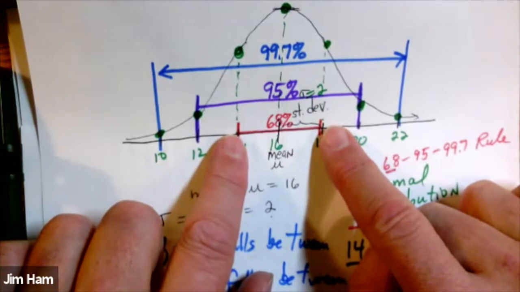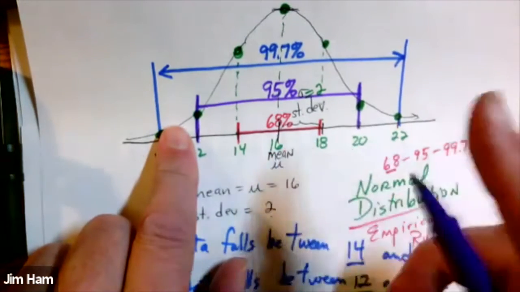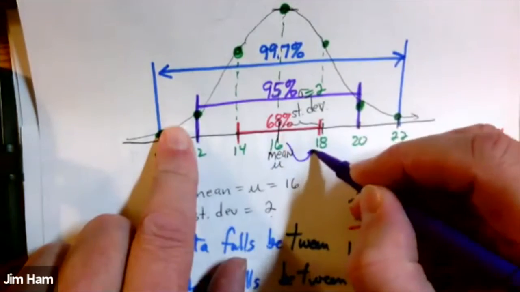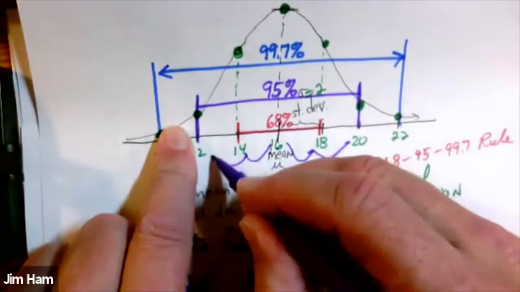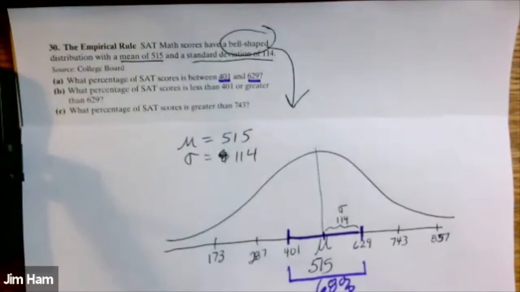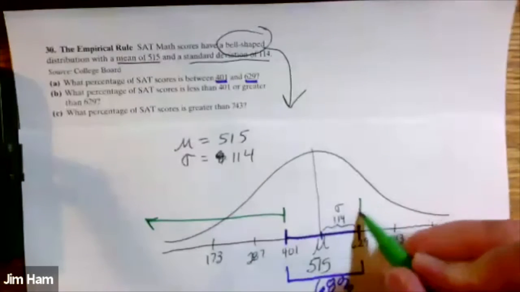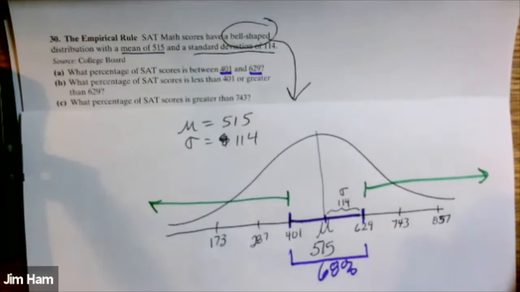If you're working in a normal distribution like this and you go 2 standard deviations away from the mean, 2 of these markers, 1, 2, 1, 2, then 95% of the data would fall in that range. What's the answer to part B? It says what percentage of the scores is less than 401 or greater than 629? So let me just add this, that 100% of all the outcomes fall underneath the curve.